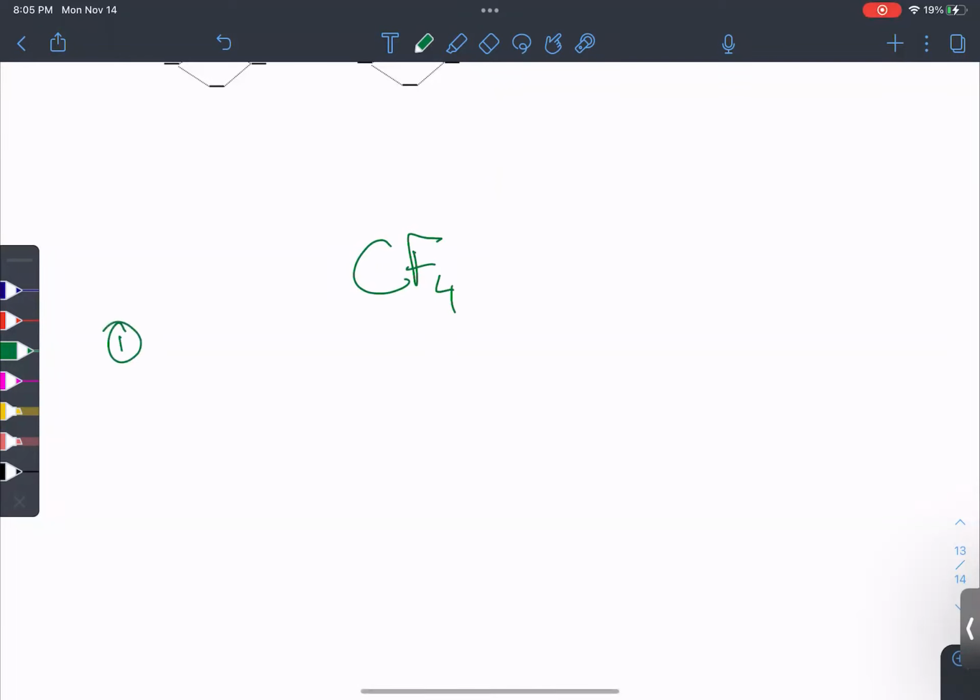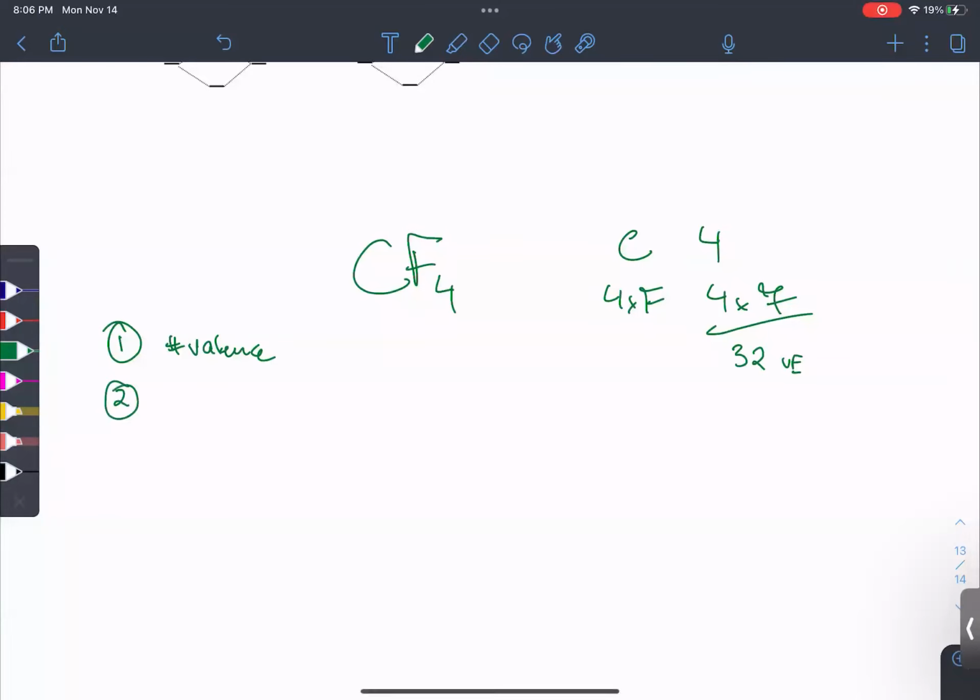What's the first step? The number of valence electrons. Yeah. So you inspect all of the elements that are present. So there's a carbon atom. How many valence electrons does carbon give? 4. And then there's 4 fluorines. How much does each, I already wrote it, fluorine give? 7. So it's 4 times 7. So I think that is 32 valence electrons.